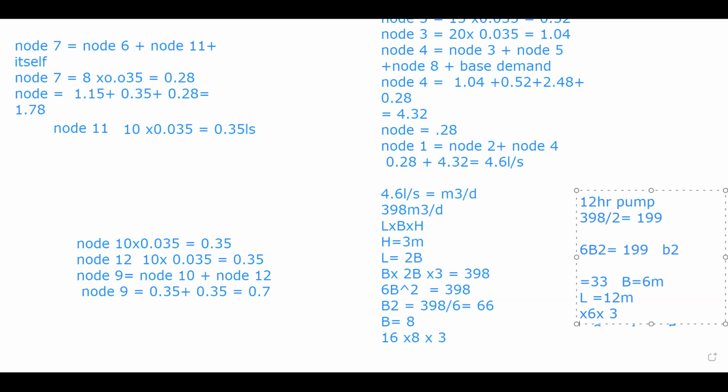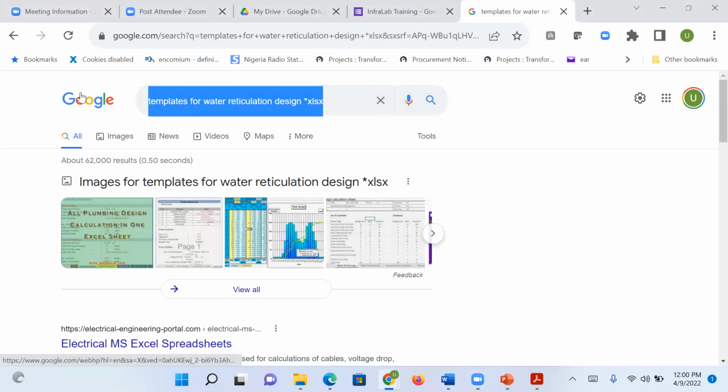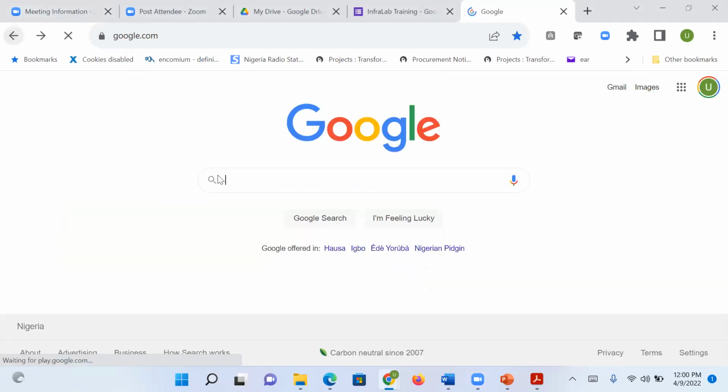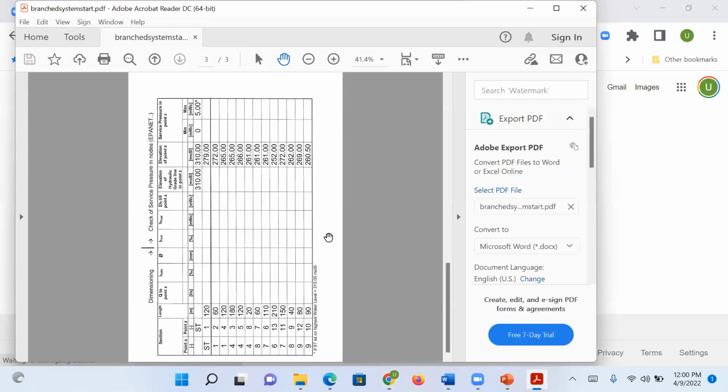Now watch this. Watch me. You put the wildcard, star XLS. Star XLS means that we are not seeing what you're doing, sir. Okay, I want to get some of these templates, because our assignment for this week is for us to go and produce these templates in Excel.